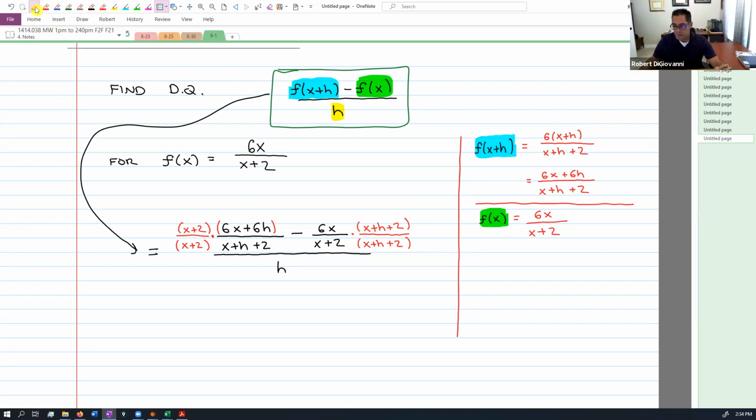So here we go. I've got about 6 minutes, so let me just go ahead and do this. When I multiply this top left right here, I have to do a little FOIL. So I get 6x squared plus 6xh. Then the middle terms, plus 12x. Then the last terms, plus 12h.